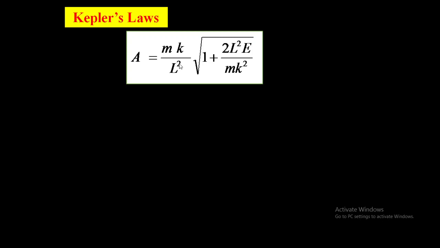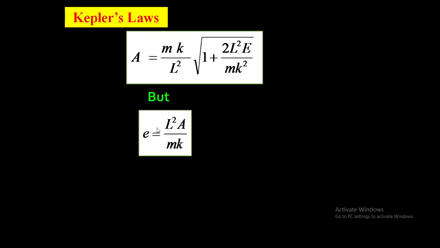Now after getting the value of a, we'll put this value into the equation of eccentricity. We know the eccentricity from equation number 11, e is equal to L square a upon mk. So in the equation of eccentricity, we will put the value of a, this one, mk upon L square under root 1 plus 2 L square E upon mk square.